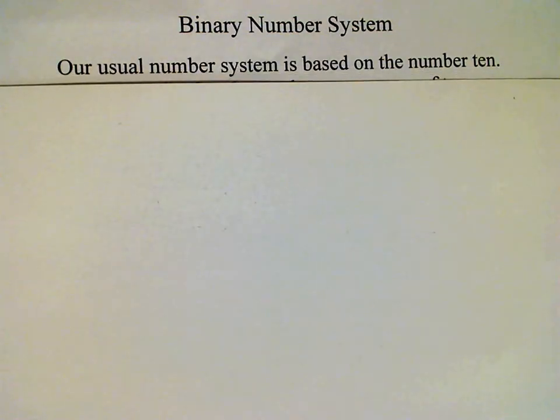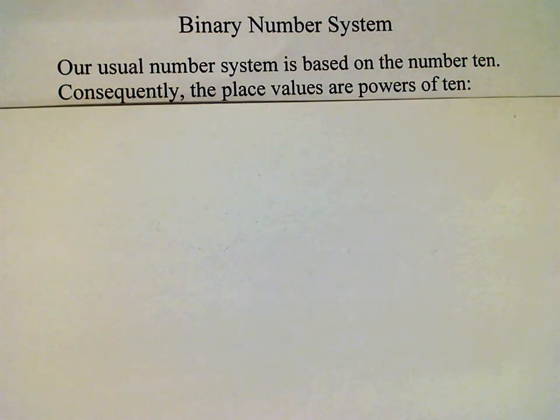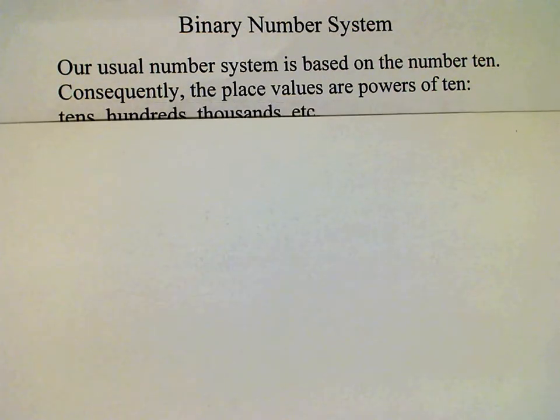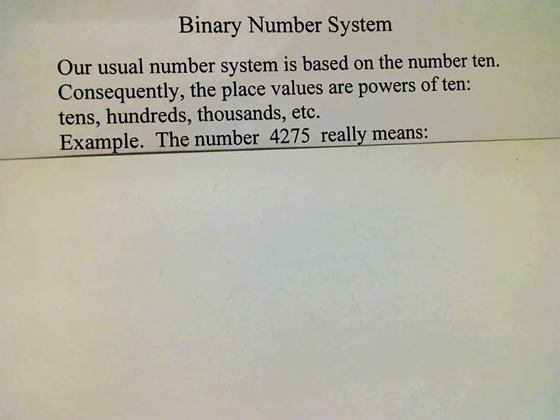Our usual number system is based on the number 10, and what this means is that place values, when we write numbers, really designate successive powers of 10. So we have, reading from the right, ones, tens, hundreds, thousands, and so on.